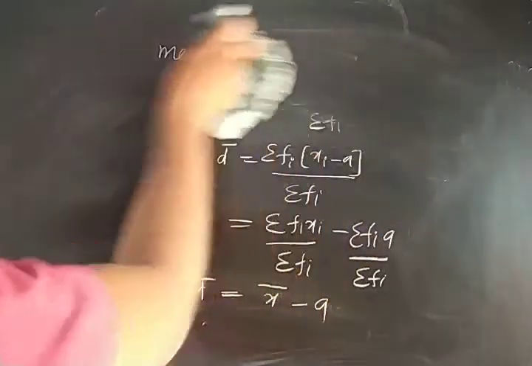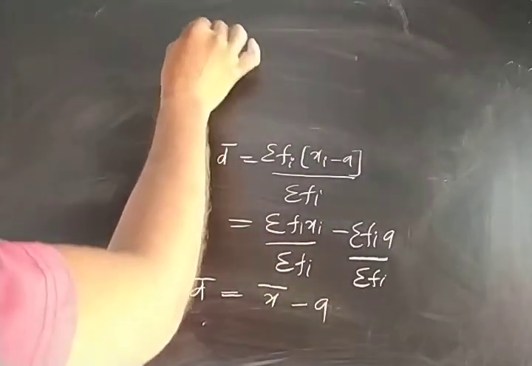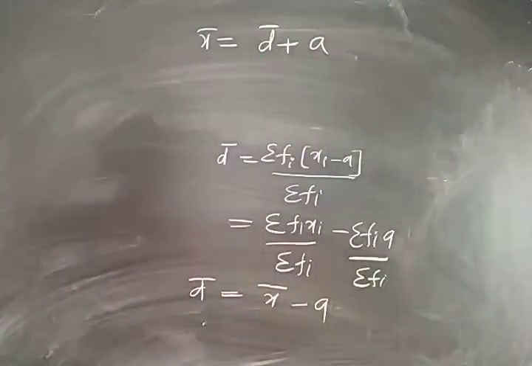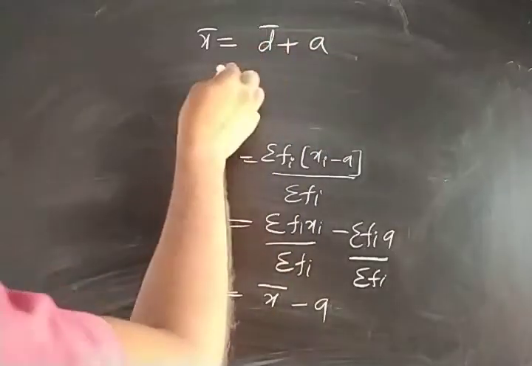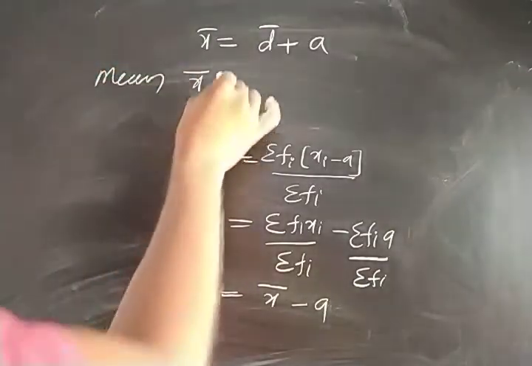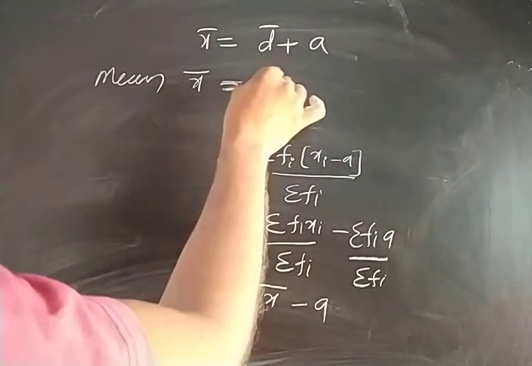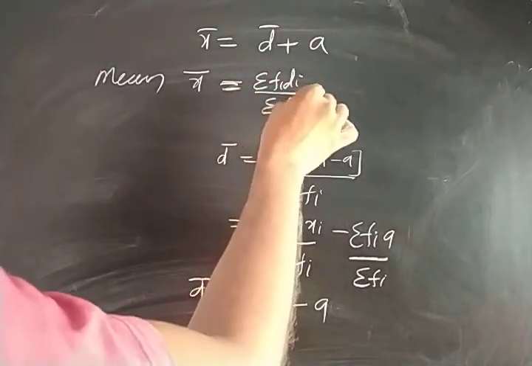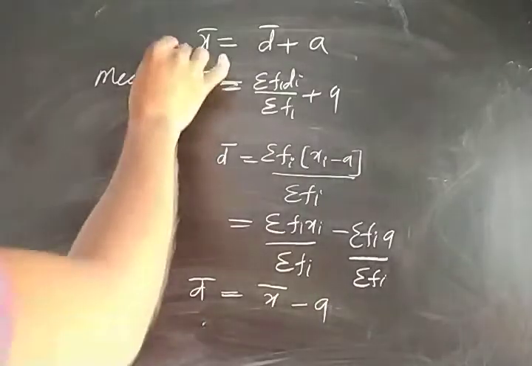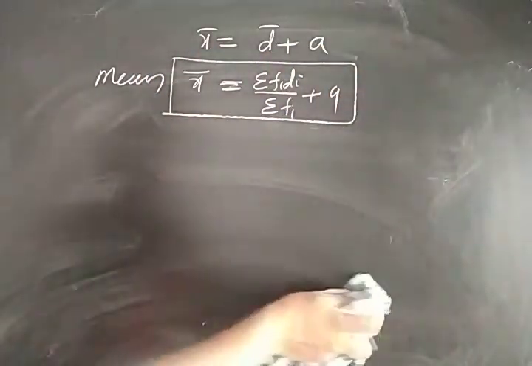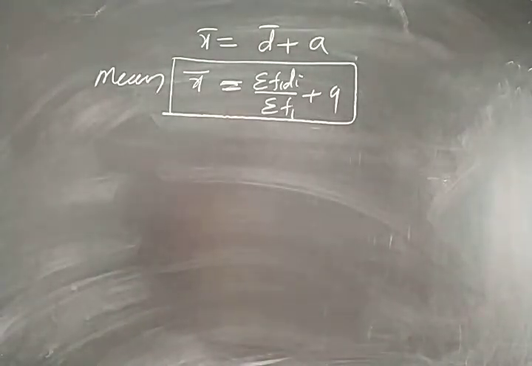So from this, x bar is equal to d bar plus a, by sending a to the left hand side. Now we are going to find the mean. This is the mean of the problem, and d bar is nothing but summation Fi into di by summation Fi plus a. So this is the actual formula of the mean using the deviations in assumed mean method. Okay. So remember this formula.